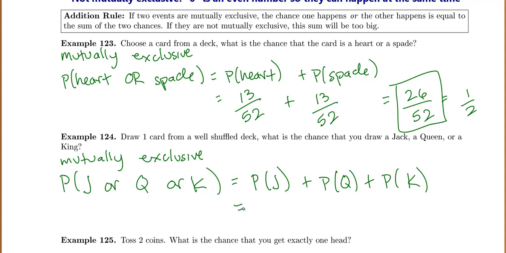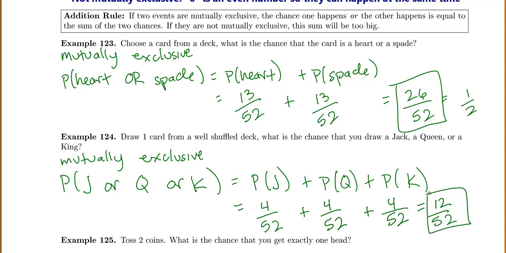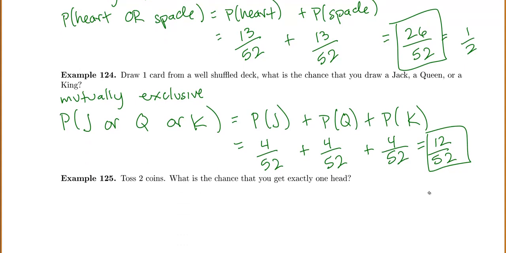So probability of a jack, there are 4 jacks out of a total of 52 cards. There are 4 queens out of a total of 52 cards. And there are 4 kings out of a total of 52 cards. So this gives me 12 out of 52. If you were using your calculator, then your calculator is going to simplify this for you automatically to 3 out of 13.